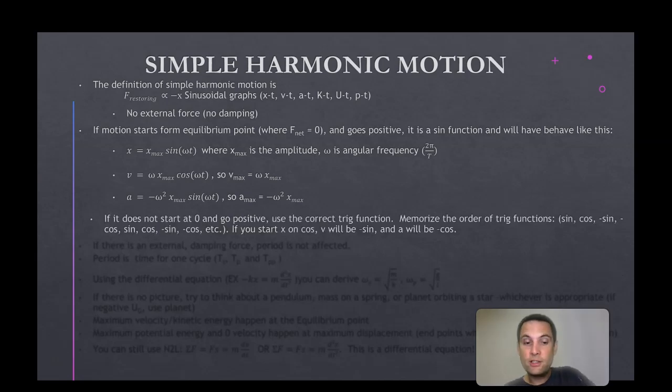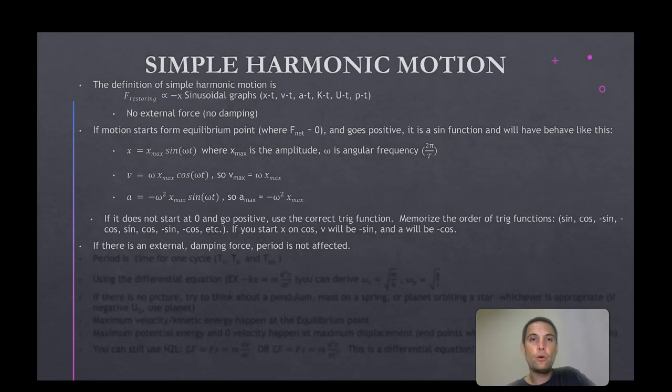If it does not start at 0 and go positive, use the correct trig function. Memorize the order of trig functions if you don't have that already. Sine, then cosine, then negative sine, then negative cosine, then sine, then cosine, then negative sine, then negative cosine, and so on. If you start x on cosine, v will be negative sine, and a will be negative cosine.